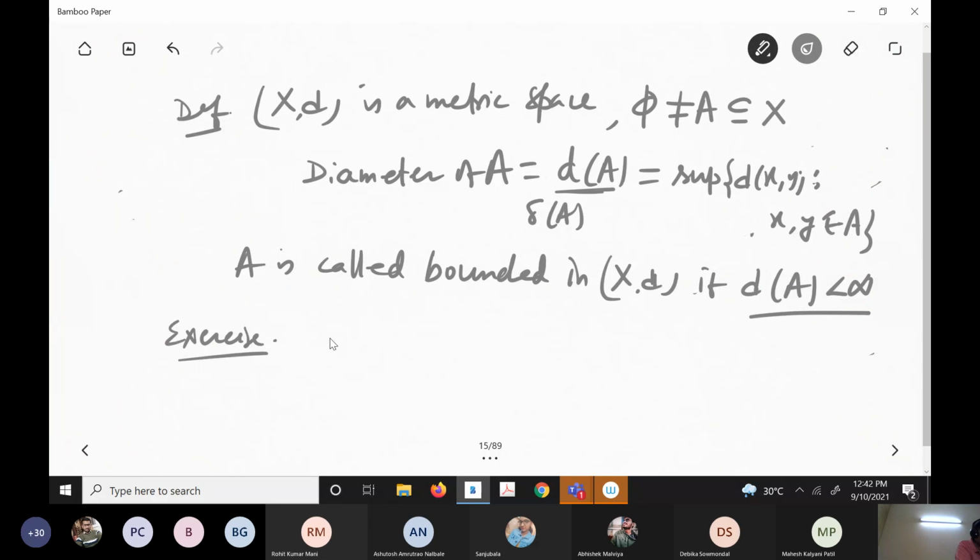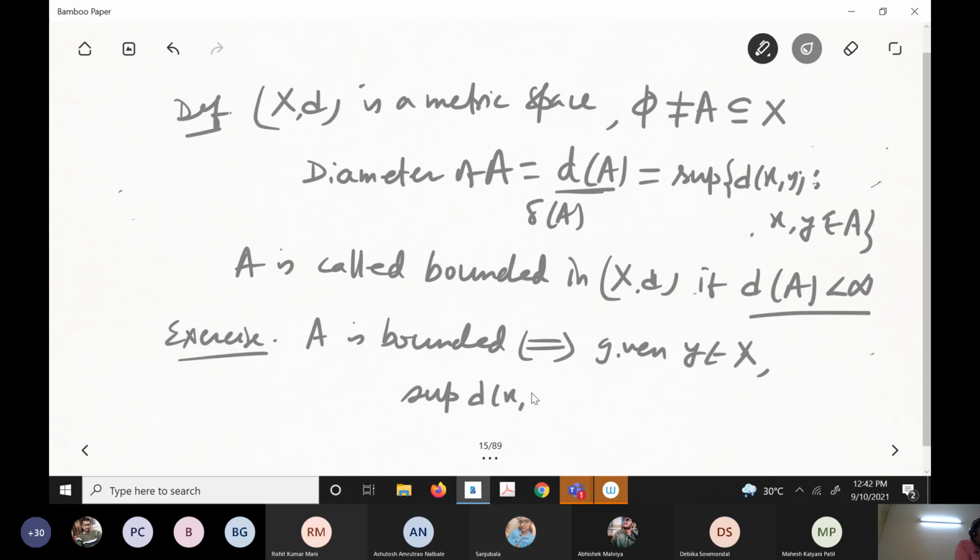Exercise: A is bounded if and only if, given y belongs to X, the sup of d(x,y), x belongs to A, is finite. Here I have taken a reference point. From that point y I am calculating the distance of each point of A. So that means this thing. It doesn't matter.